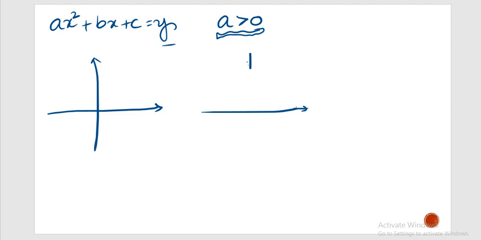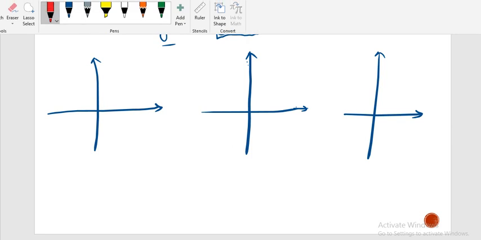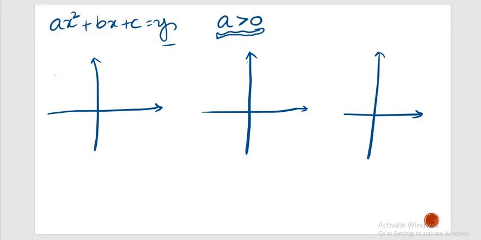I have three possibilities, so that's why I am drawing the x-axis and y-axis so that I can draw the graph. Okay, now let us see the graphs. So here a is greater than 0, right? So when a is greater than 0, there are three possibilities for these graphs. So the graph may be looking like this.